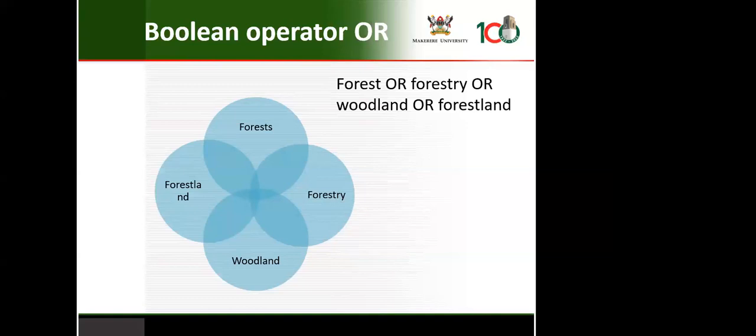So do you see that "or" widens your search? But what we are talking about is the intersection. So "or" widens your search, but brings in the various studies with either of these. It could have forest and forestry alone. It could have forest alone. It could have all of these words in them. Okay?